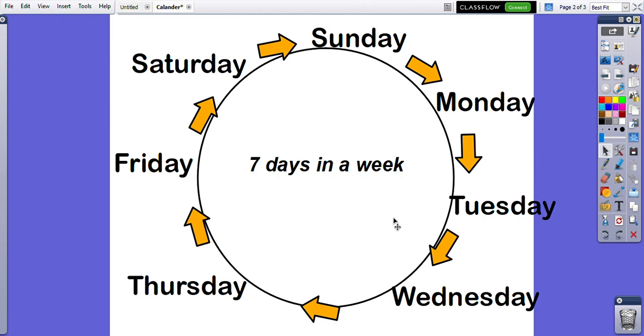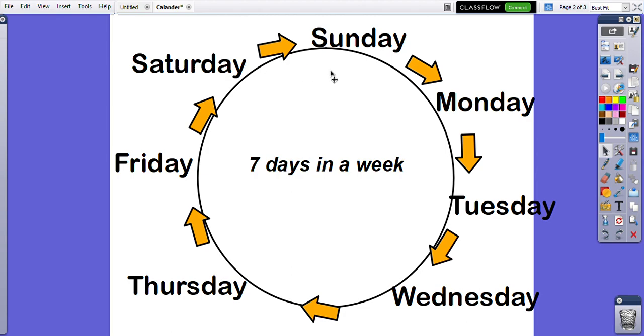So first thing that's important to know is that there are 7 days in a week. 7 days in a week, and they are Sunday, Monday, Tuesday, Wednesday, Thursday, Friday, and Saturday.